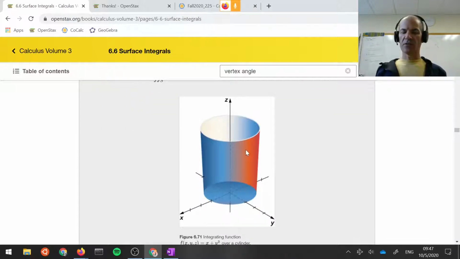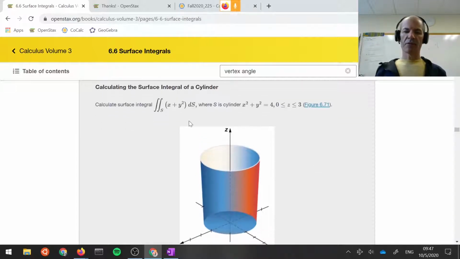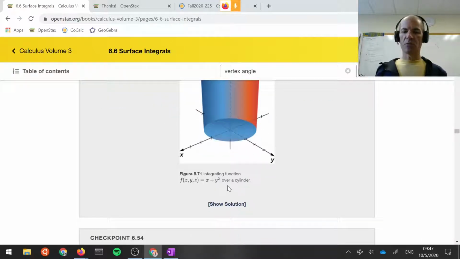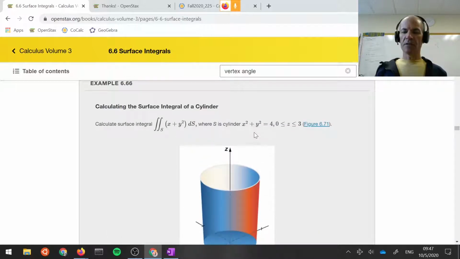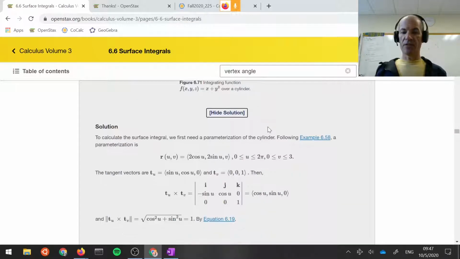So there's this little cylinder, and there's some function that we're integrating. It doesn't have any sort of physical meaning at the moment. It's just an abstract exercise. The first thing we need to do is parameterize the cylinder. The cylinder has radius 2, so in the x-coordinate and y-coordinate, we're going to see 2 cosine u, 2 sine u, and in the z-coordinate, we're just going to have a v going from 0 to 3.